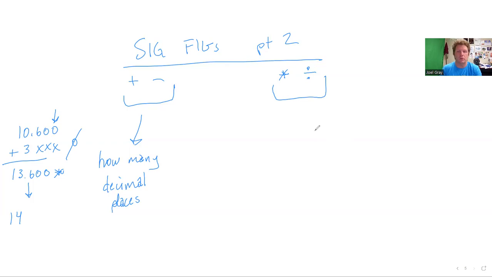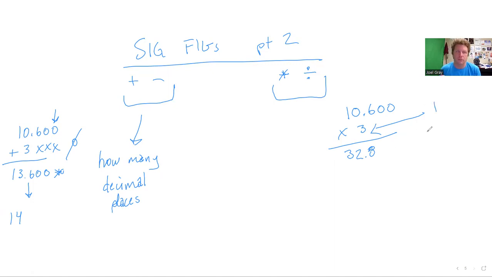Multiplication and division, on the other hand, are a little bit different. Let's say we had that exact same problem, 10.600 times 3. In this case, what we need to focus on is which number has the fewest number of significant figures. And you would not be at all surprised to learn that it is, well, 3. So what we're going to do with this problem is multiply 10.600 times 3, and you will get, the answer is 32.8.